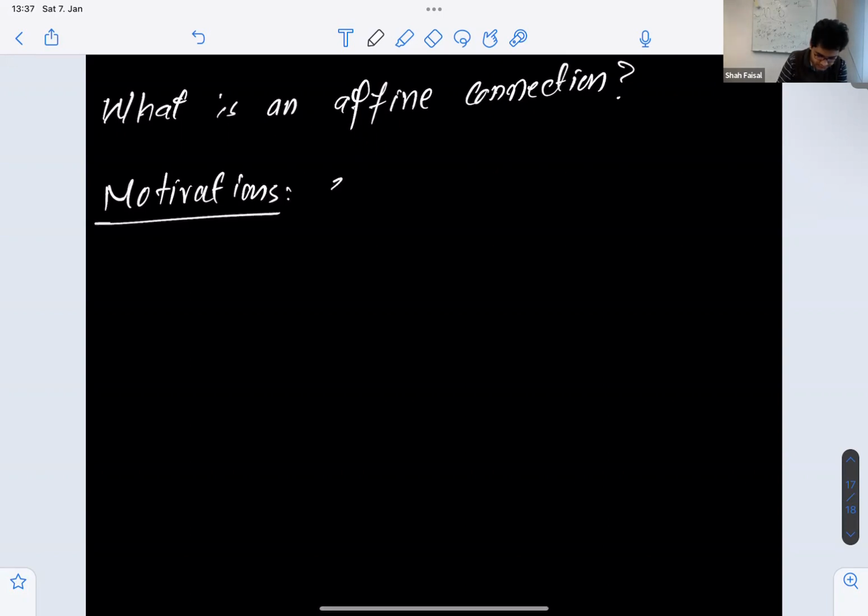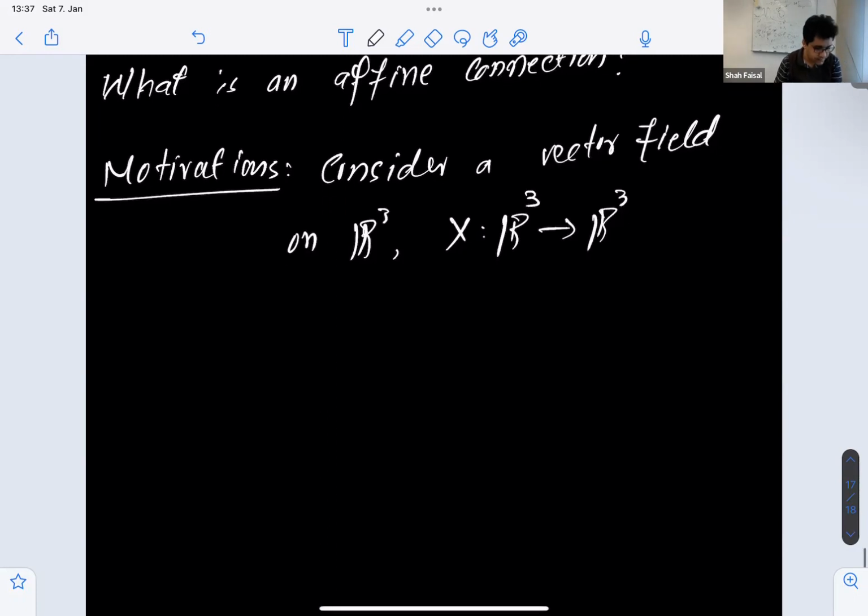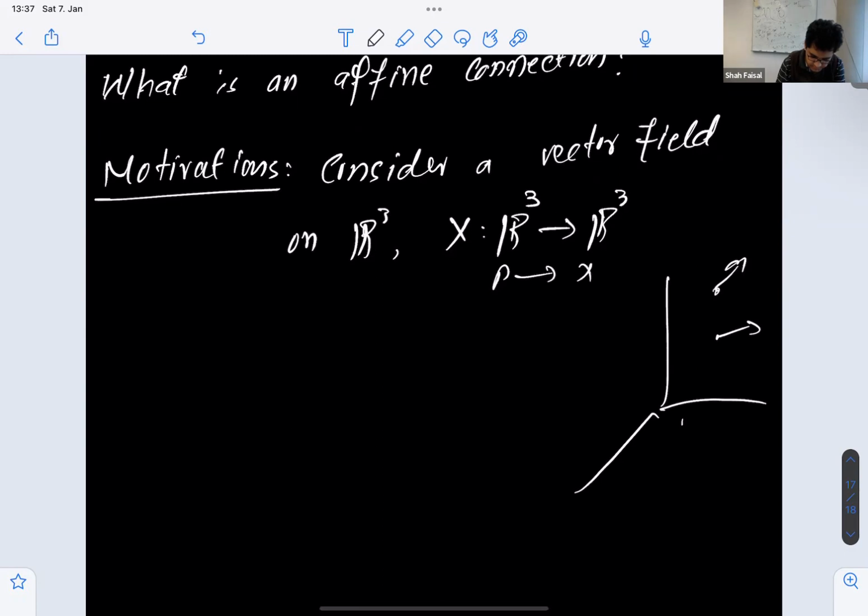So let's say, consider a vector field on R3. So that would be basically a function X from R3 to R3, right? So each point gets a vector. Each point P, you get a vector X_p. So something like this.